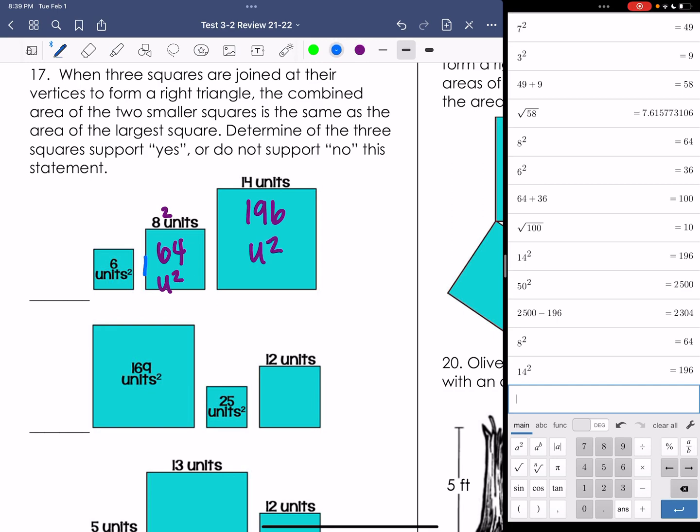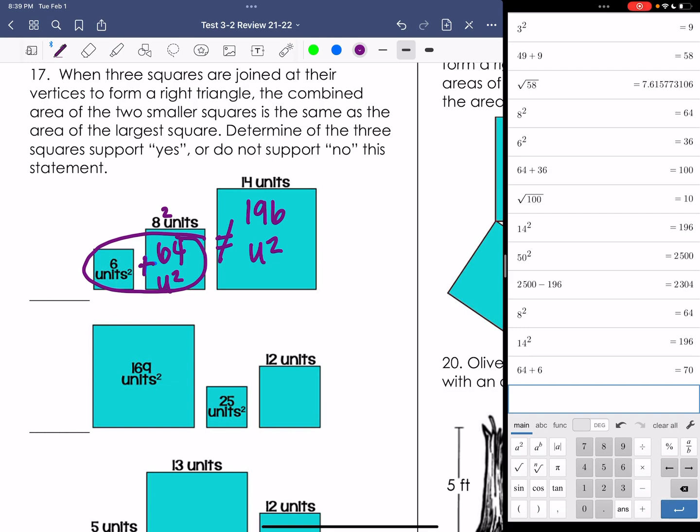So when I add these two sides together, when I add 64 and 6, it does not equal 196. 64 plus 6 equals 70. So again, 70 does not equal 196, so therefore these 3 squares would not be able to form a right triangle.